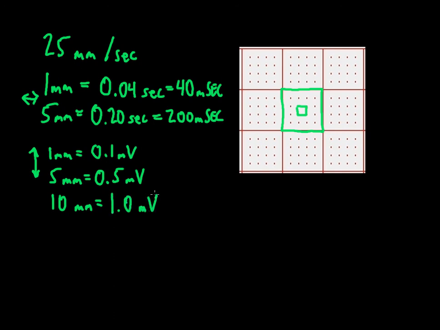I tend to put these zeros before and after the decimal point just because it helps those decimal points stand out a little better. But essentially it's 0.1 millivolt per millimeter, 0.5 millivolts per large block, and 10 millimeters or 2 large blocks would be 1 millivolt.